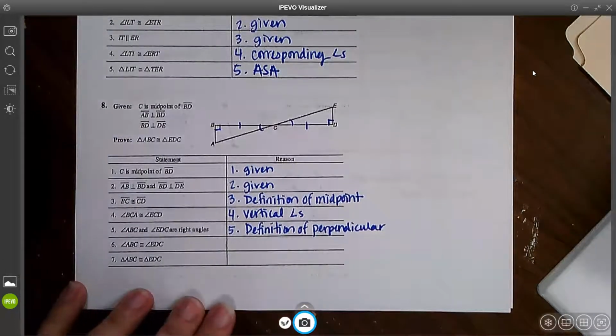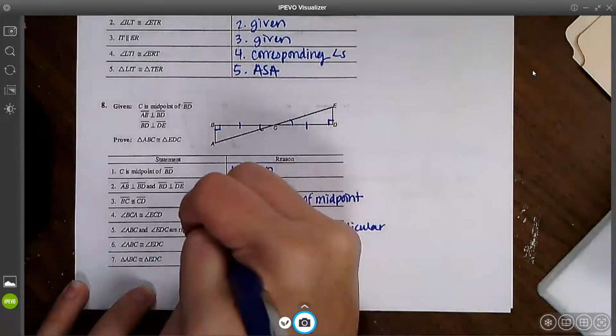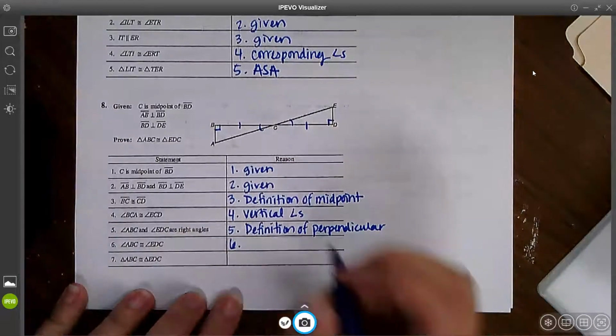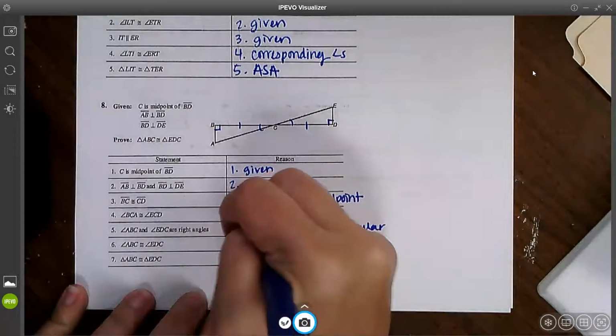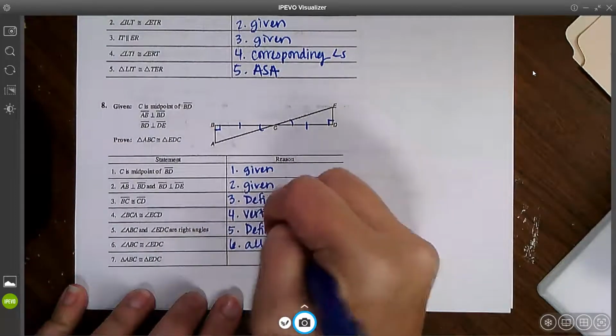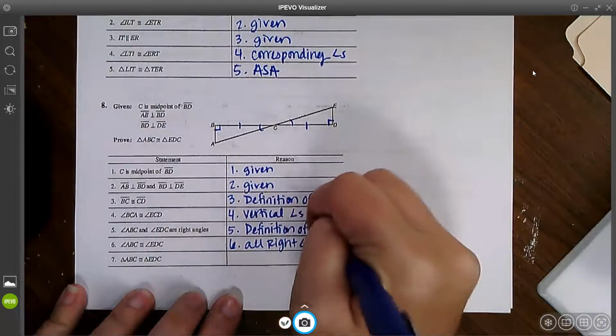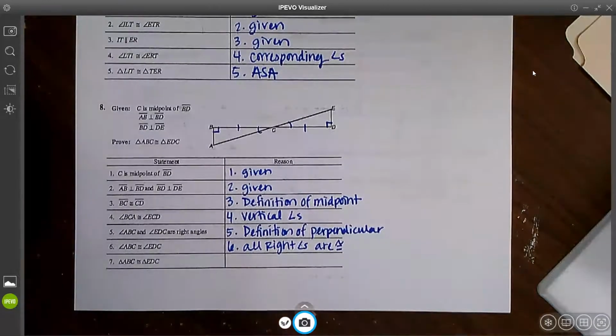And angle ABC is congruent to angle EBC. That is because all right angles are congruent. That might seem a little redundant, and sometimes it is, but do know that all right angles are congruent to one another because all of their measurements are 90 degrees.